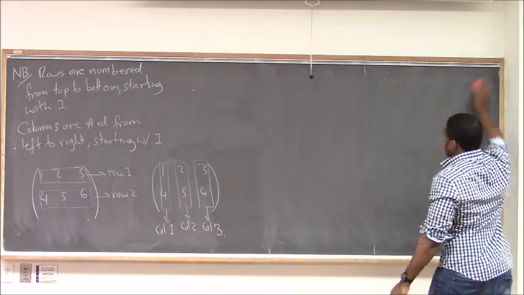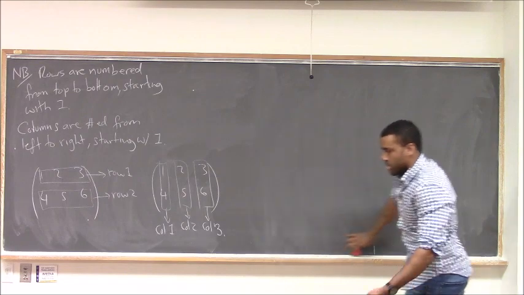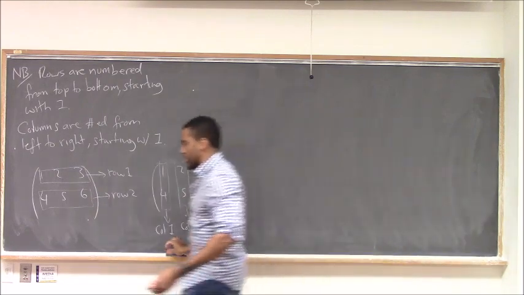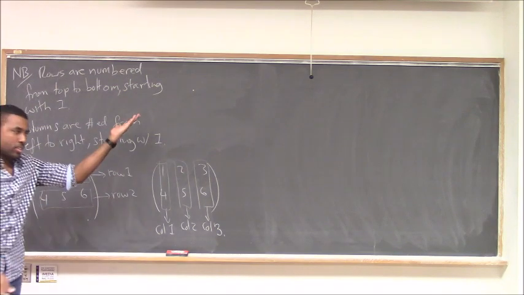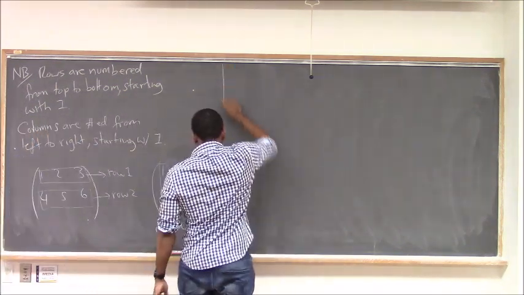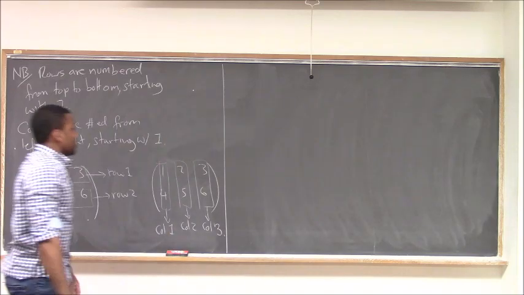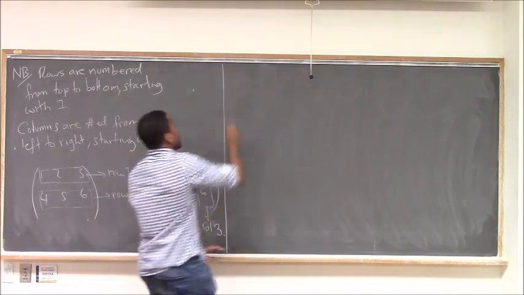A lot of things will be described in terms of rows and columns, and I sometimes will number the rows and number the columns. So if I say, look at the second column and do this with it, I need you to be able to locate that and do whatever you have to with it. So these are rows and columns.